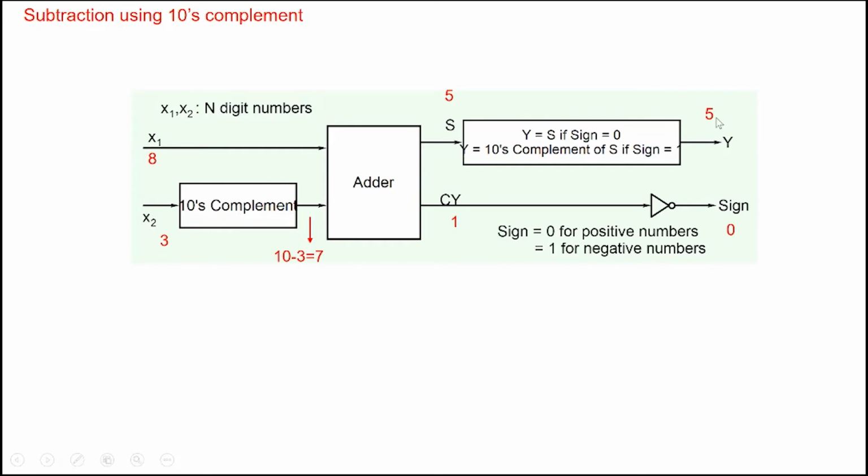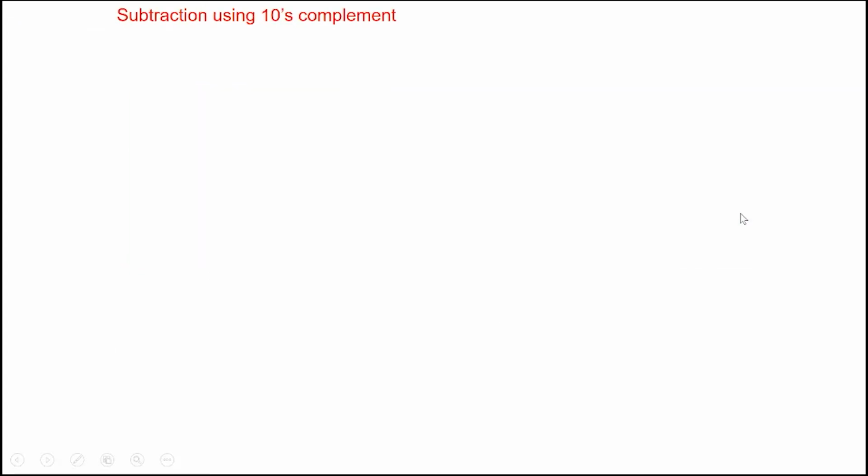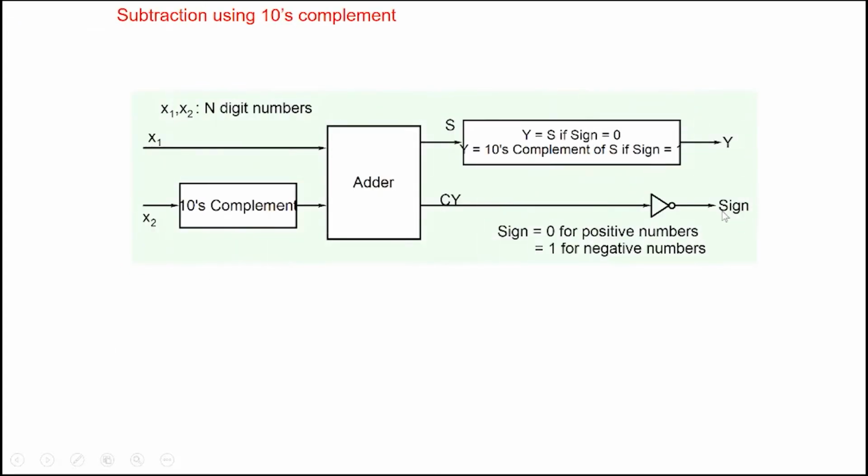But we got 5 through a different route, in the sense that we didn't do subtraction. We didn't directly subtract 3 from 8, but we added two numbers. One is 8 and the other one is a tens complement of 3, which is 7. And we got the right answer that we were looking for, 5 and 0. All right, let's do the other case.